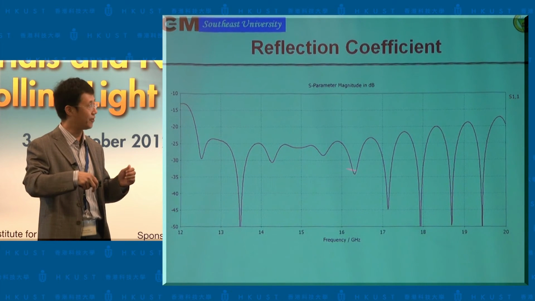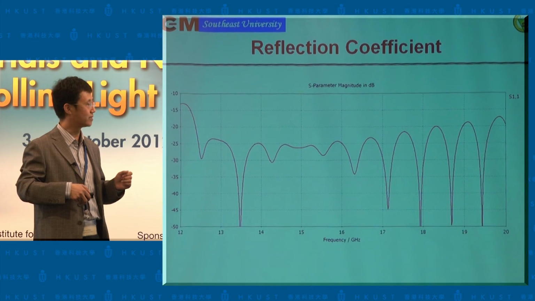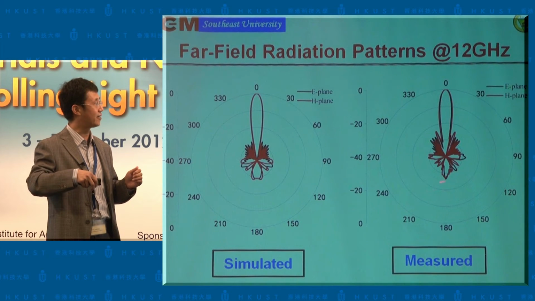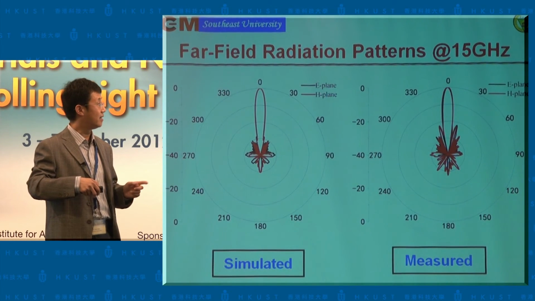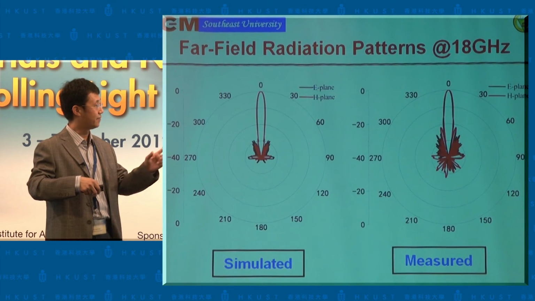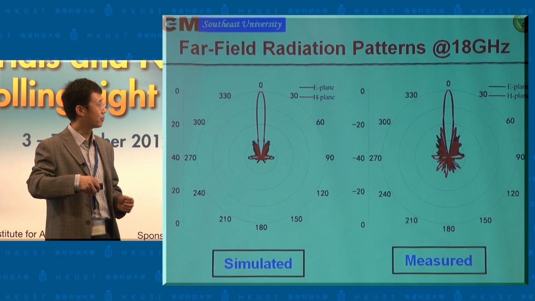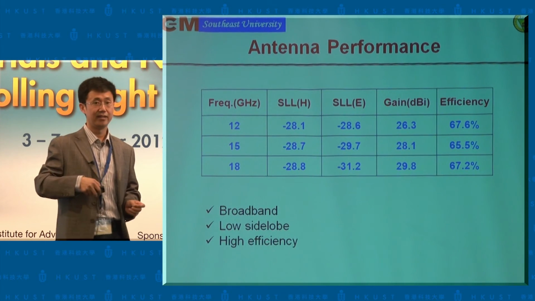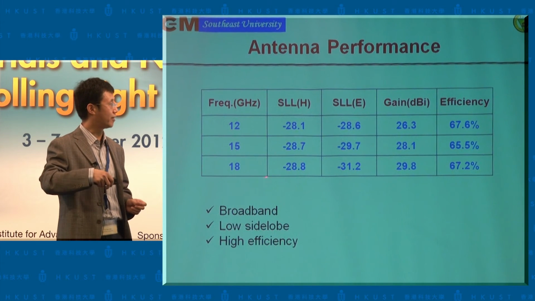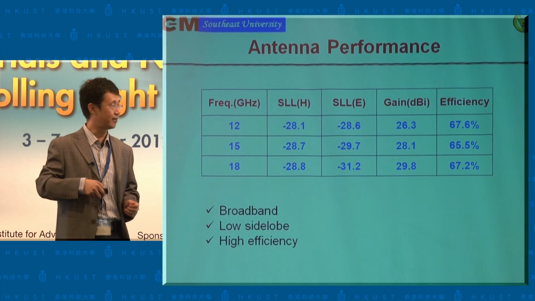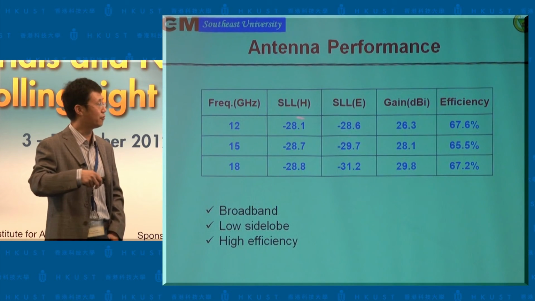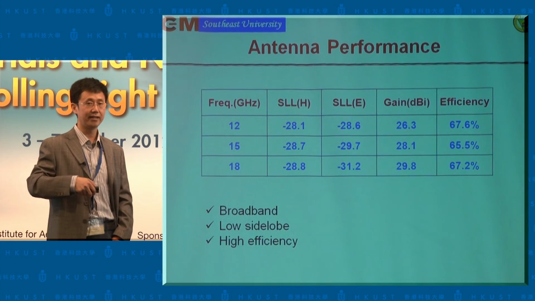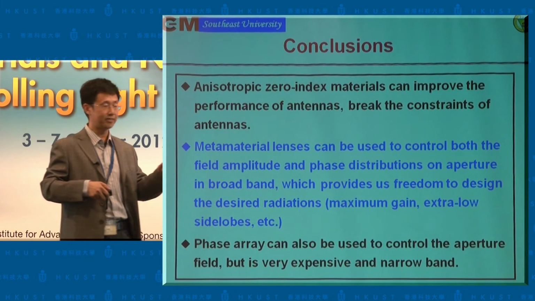We can see very good features, less than minus 20 dB for the reflection coefficient. And this is the measured radiation pattern, simulated and measured at 12 gigahertz. This is 15 gigahertz. This is for 18 gigahertz. We see very good radiation properties. We can see the gain of the antenna from 12 to 18 gigahertz is from 26 to nearly 30 dB. So for this kind of antenna, we can have very good broadband, low side lobe, and high efficiency. So this is the conclusion.